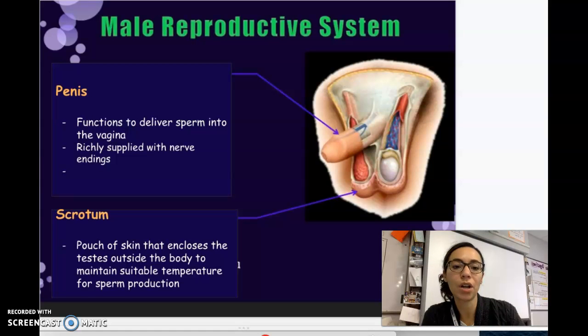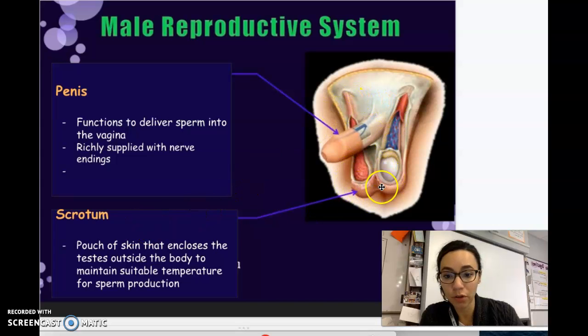All right, so we're going to start with the male anatomy. We're not going to go into too many specifics, but we'll cover the basic stuff. So we've got, if you're looking on the exterior, right, we've got the penis. Functions to deliver sperm, right? That's its job. Sperm delivering system. Has a rich supply of nerve endings as well.